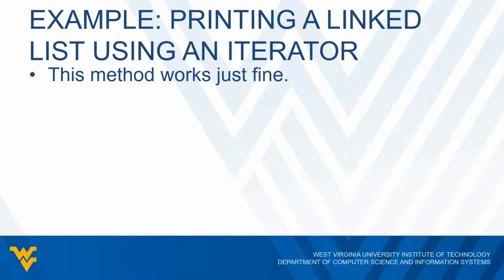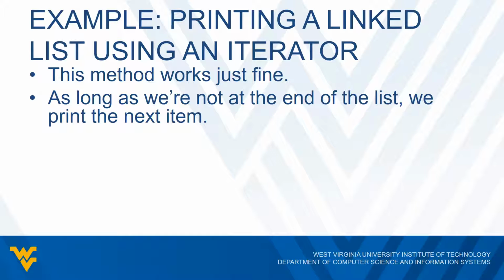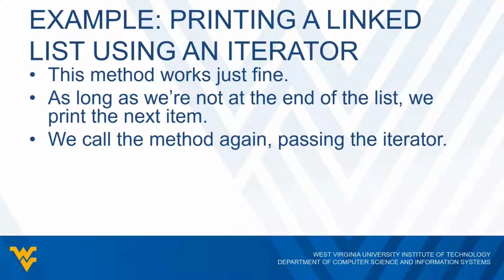Now, this particular method works just fine, no major problems yet. Emphasis on the yet. The idea with this, as I mentioned, is as long as we're not at the end of the list, we just print the next item in the list, and then we're going to call the method again. We're going to call itself passing the iterator. So each time we call it, we're going to take one step closer to getting to the end of the list. Now, here is the problem with it.